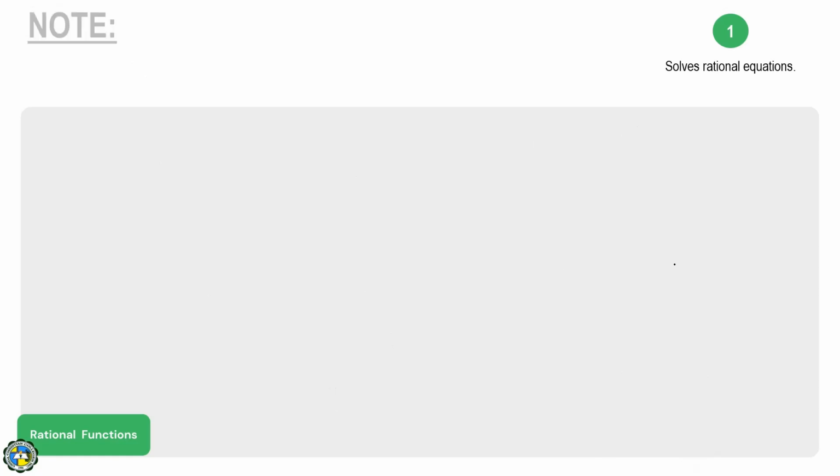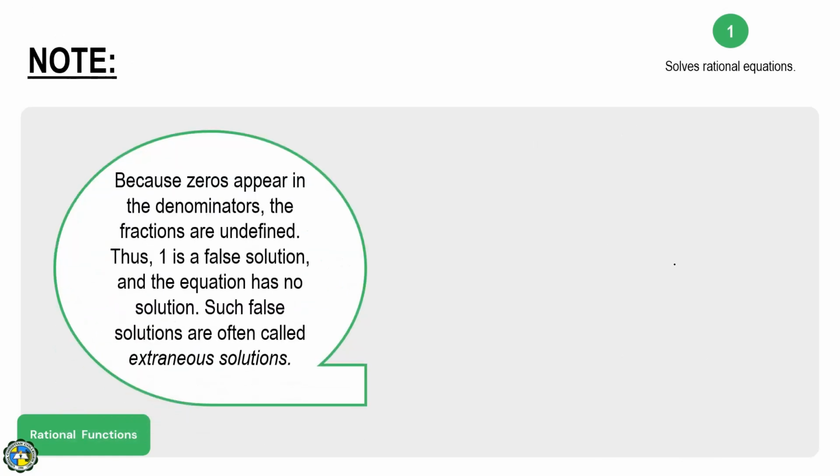Okay? Take note of this. Because zeros appear in the denominators, the fractions are undefined. So, thus, 1 is a false solution. Take note, it is a false solution, although we saw that both sides of our equation are equal. And the equation has no solution. Such false solutions are often called extraneous solutions.